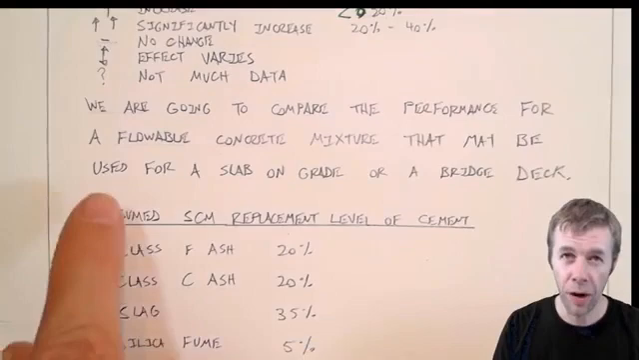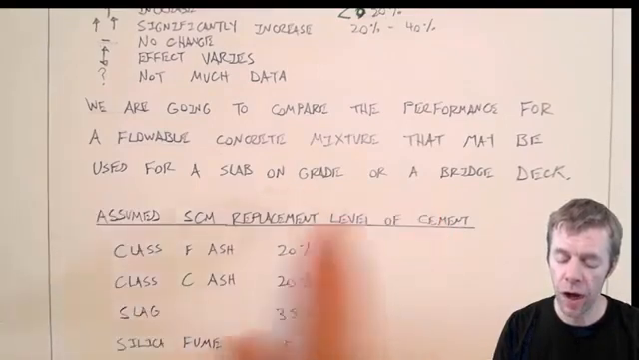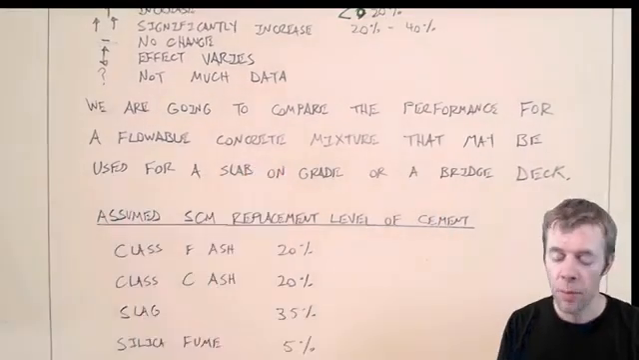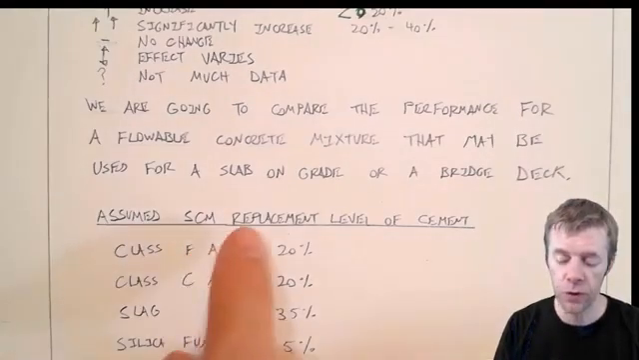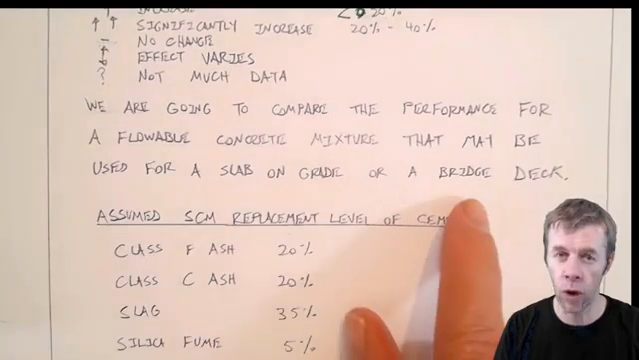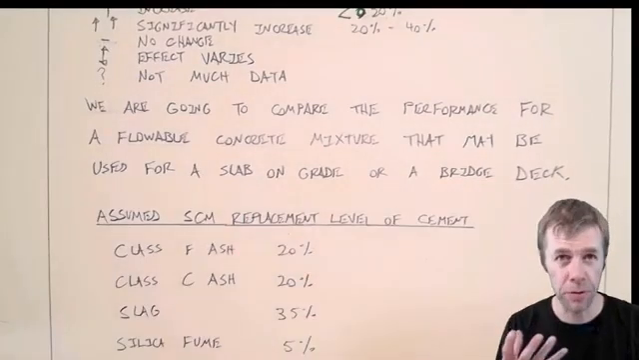So we're going to compare all these mixtures on a flowable concrete. One that maybe has like a 6-inch to 7-inch slump. Something that would be used for a slab on grade or for a bridge deck. Something that might be pumped.